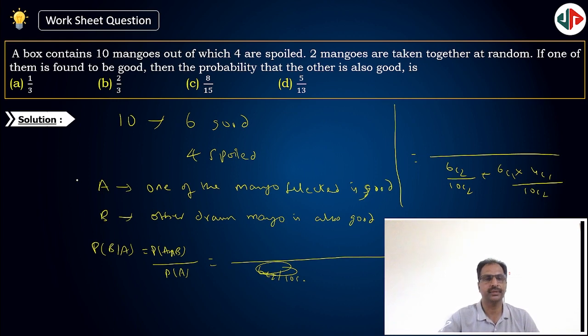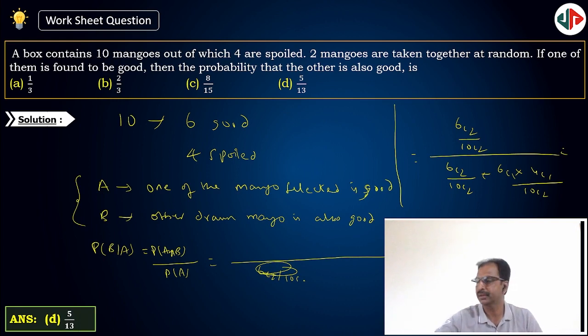Then what is numerator? P of A intersection B? A intersection B means one of them is good, the other is also good, which means both are good. That is 6C2 by 10C2. If we simplify this, you will get 5 by 13. 5 by 13 is the required probability. Option D.